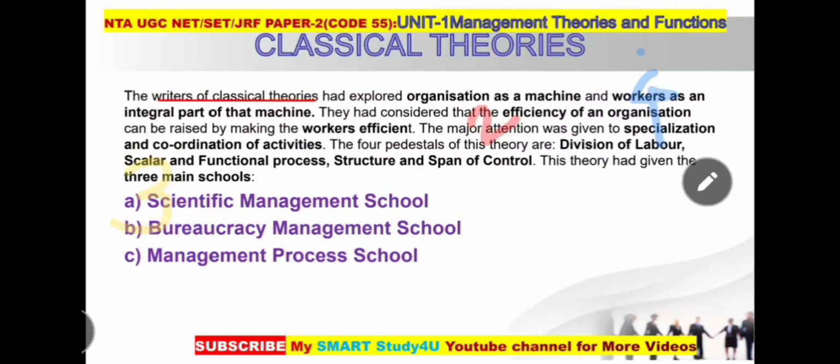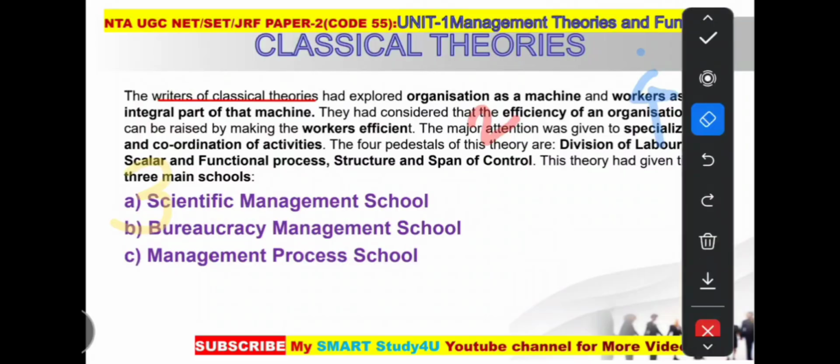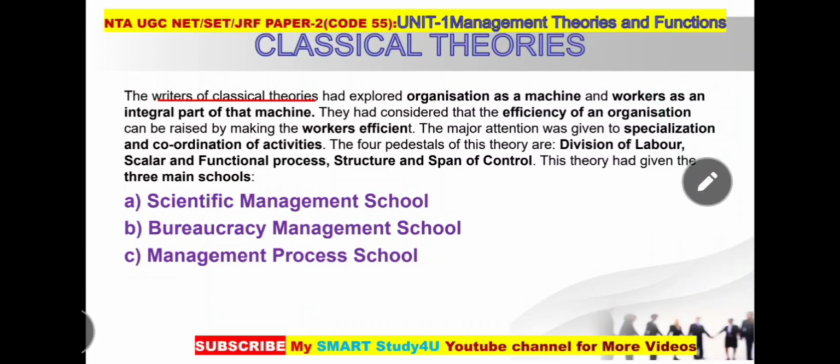First is classical theory. The writers of classical theory said organization is a machine and worker is an integral part of a machine. There are four pedestals: division of labor, scalar and functional process, structure and span of control. There are three main schools: scientific management school, bureaucratic management school, management process school.